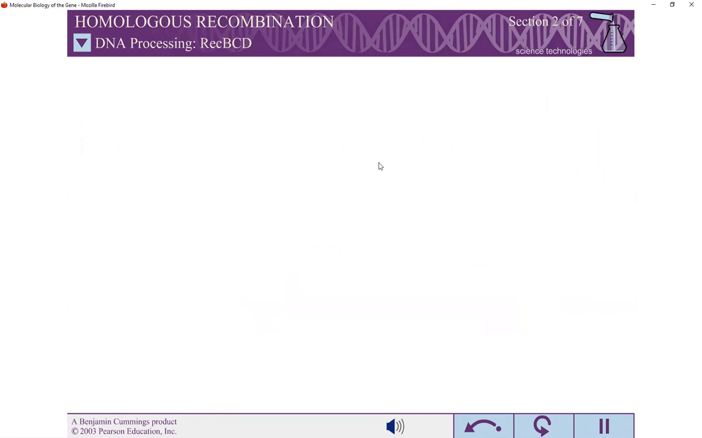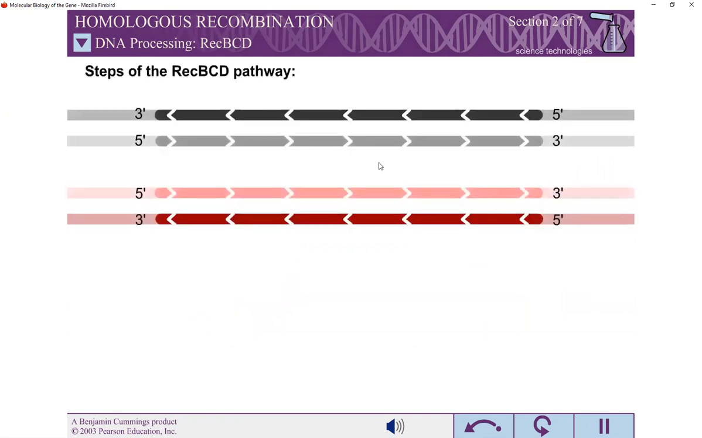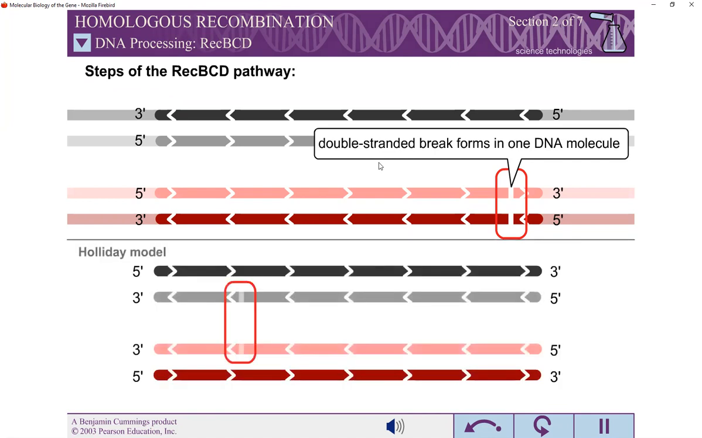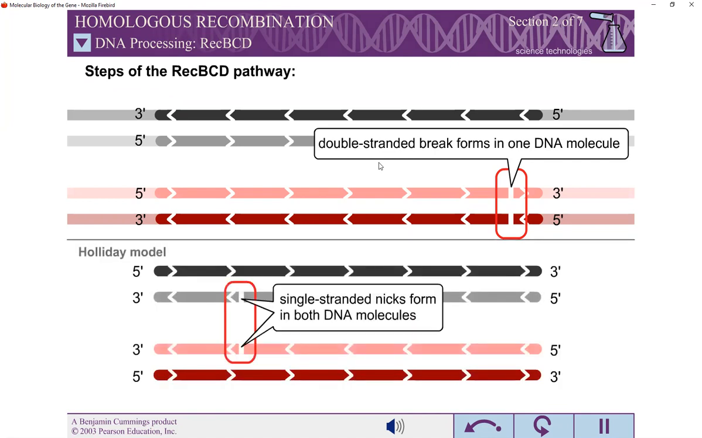The mechanism of recombination in E. coli is called the RecBCD pathway. This mechanism closely follows the double-strand break repair model of homologous recombination. Therefore, the RecBCD pathway serves as a good model for recombination in both prokaryotes and eukaryotes, although the specific proteins involved differ from organism to organism. In the RecBCD pathway, homologous recombination is initiated by double-stranded breaks in a single DNA molecule, in contrast with the Holliday model, where recombination begins with single-stranded nicks at identical positions in each DNA duplex.